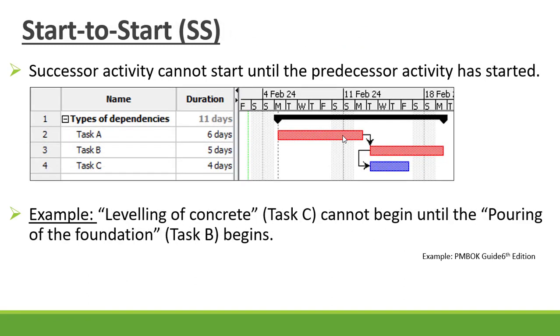Now our start to start relationship, that is where the successor activity, that's task C, cannot start until the predecessor activity, that's activity B, has started. So activity B needs to start before activity C can start. An example, the leveling of concrete, that is now task C, cannot begin until the pouring of the foundation, that is task B, has started.